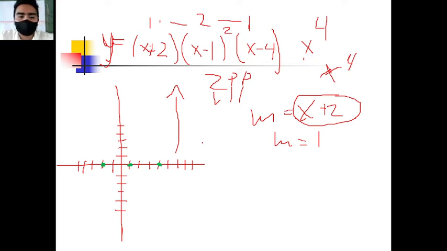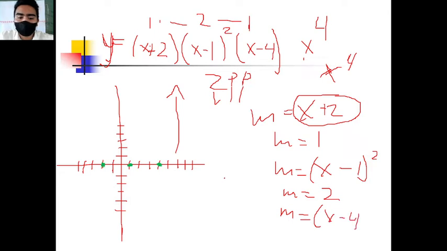How about the second factor? m is equal to what? For the second factor, it is x minus 1, squared. So the multiplicity of that second factor is 2. For the third factor, we have x minus 4, and the multiplicity of that third factor would be 1 as well. So this is the thing.